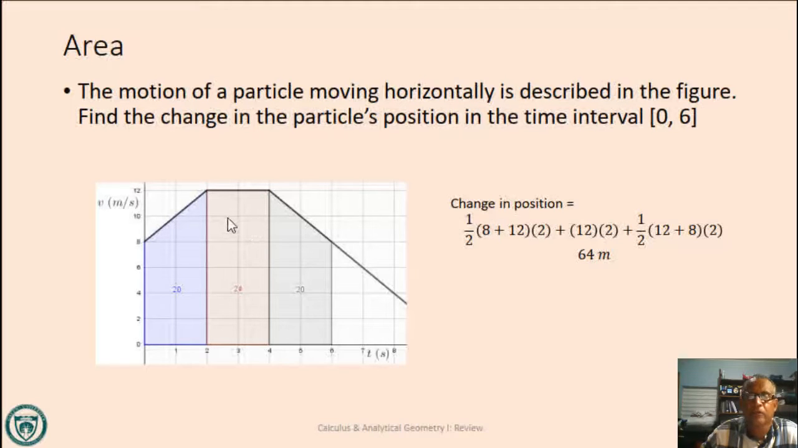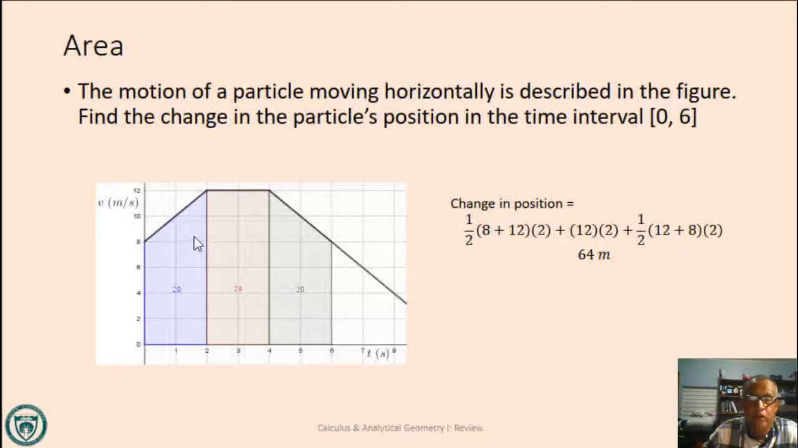In this case, we have the motion of a particle that is described as we see here. So what's happening here? It's moving to the right, speeding up, then it travels at a constant speed, and then it begins slowing down, all the while moving to the right. So this particle is moving to the right all the time, speeding up, traveling at a constant speed, and then slowing down. And so we want to find the change in the particle's position in this time interval. Well, that's what we have here, from 0 to 6.